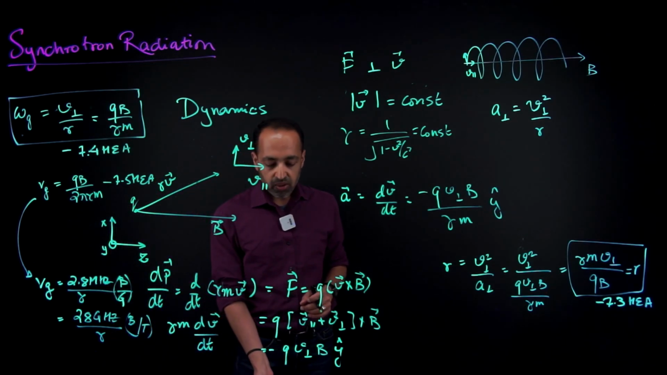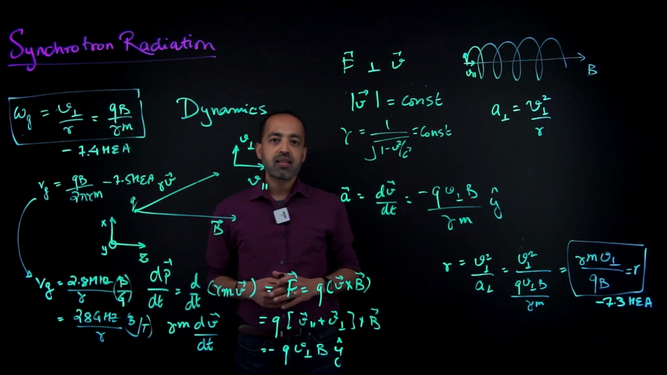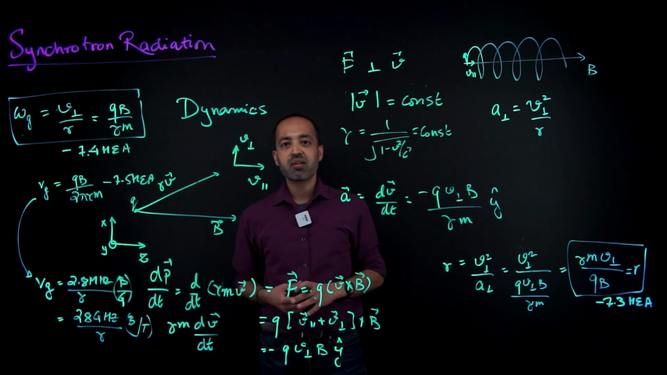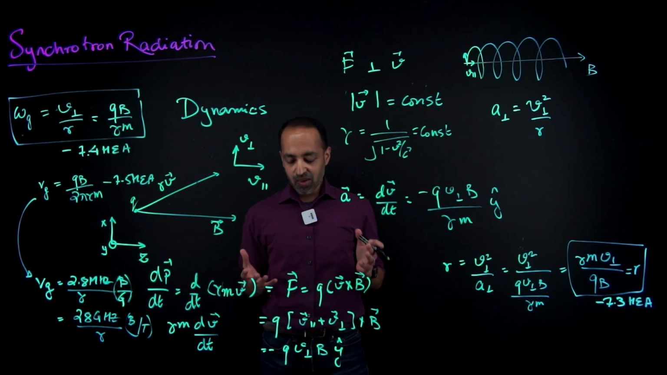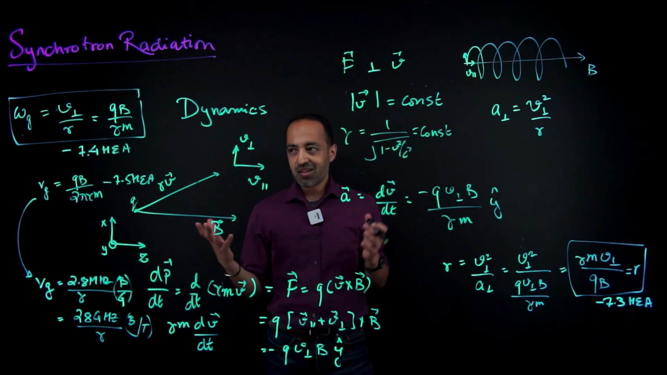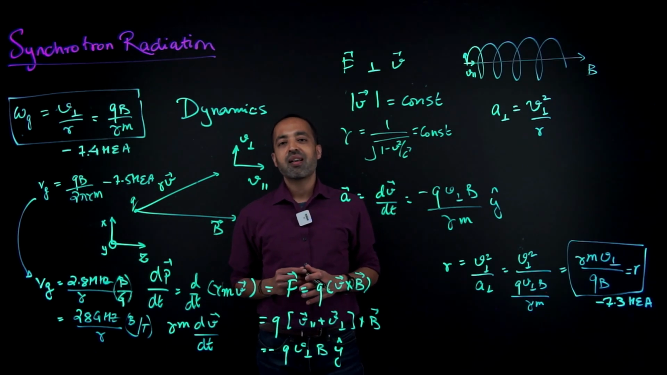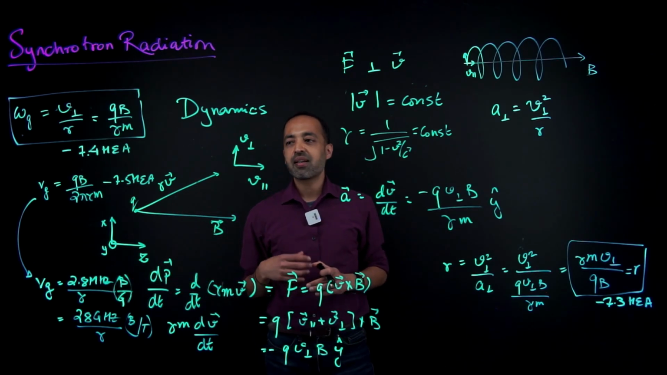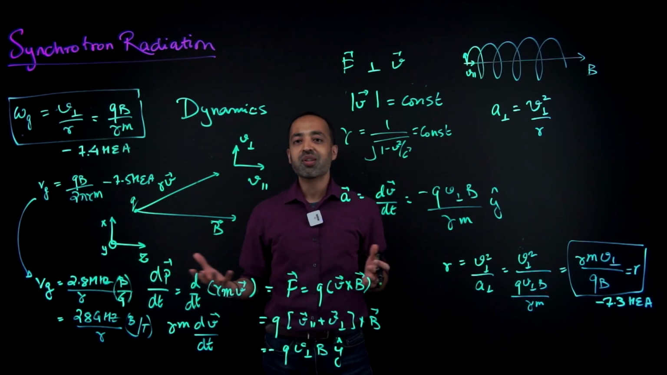Okay, so in the next little bit, we're going to talk about how all of this dynamics of a charged particle in a magnetic field creates radiation, what the spectrum of that radiation looks like, and what it looks like when you have more than one charged particle.